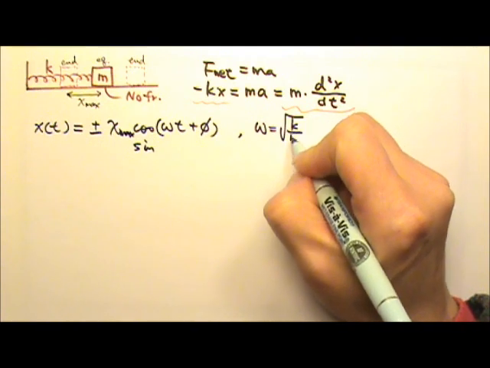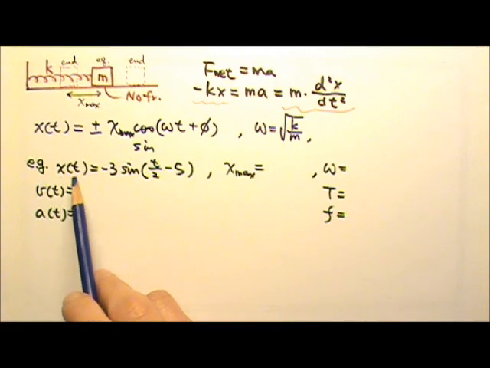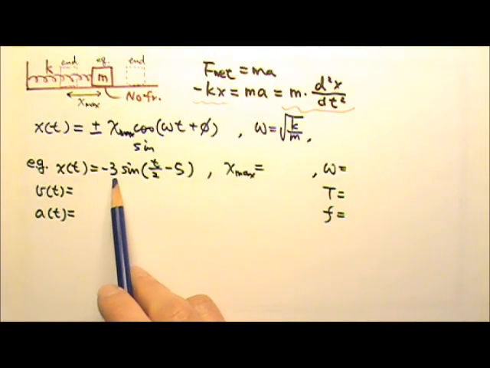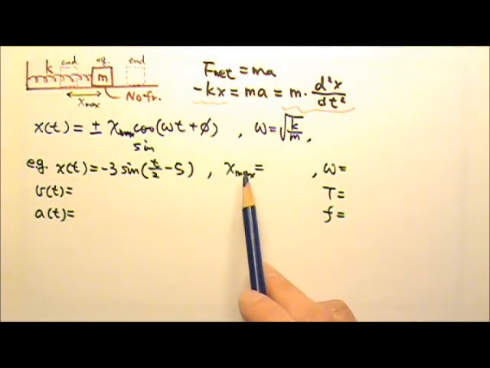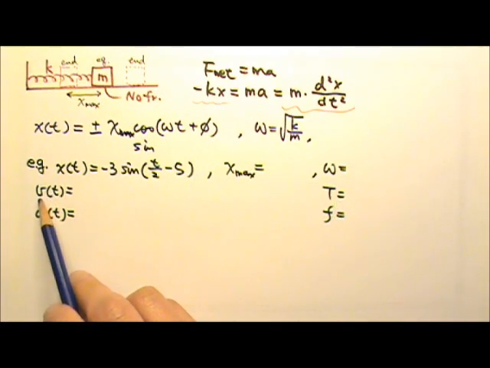of k over m. For example, if a simple harmonic oscillator's position as a function of time is provided by this equation, see if you can find the amplitude, omega, period, frequency, and the velocity and acceleration as a function of time.